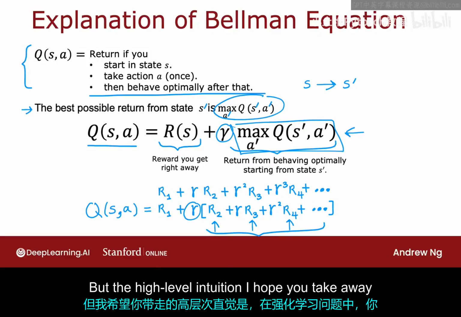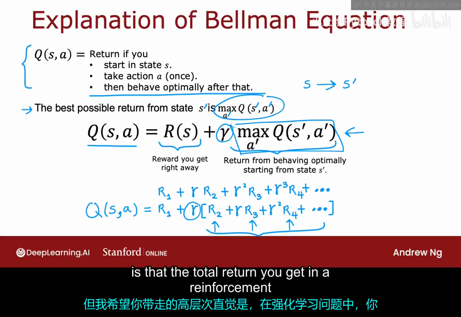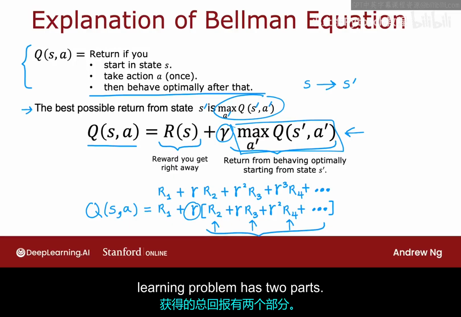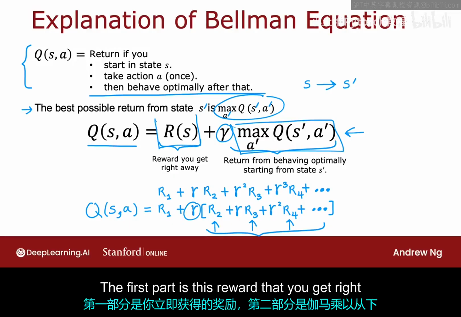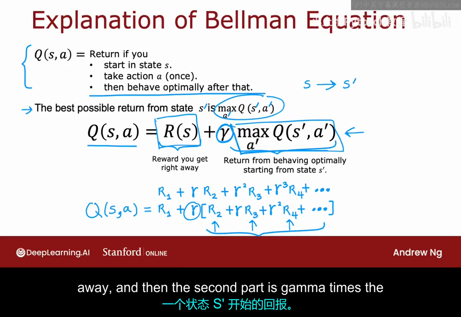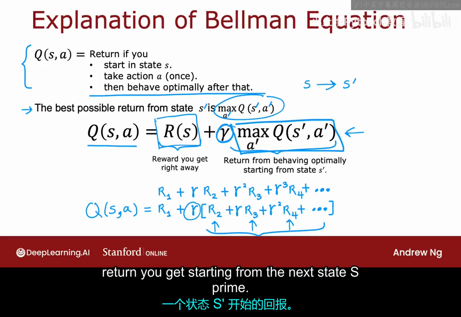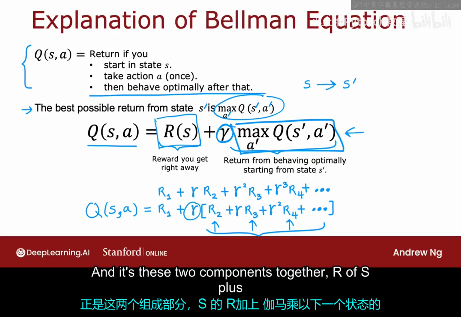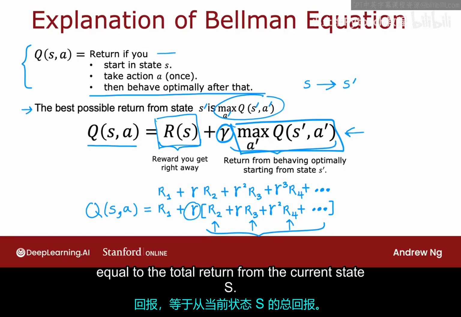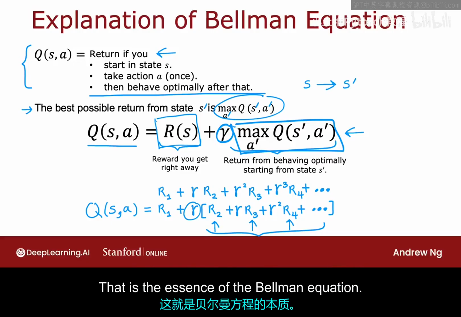But the high-level intuition I hope you take away is that the total return you get in a reinforcement learning problem has two parts. The first part is this reward that you get right away. And then the second part is gamma times the return you get starting from the next state S prime. And it's these two components together, R of S plus gamma times the return from the next state, that is equal to the total return from the current state S. That is the essence of the Bellman equation.